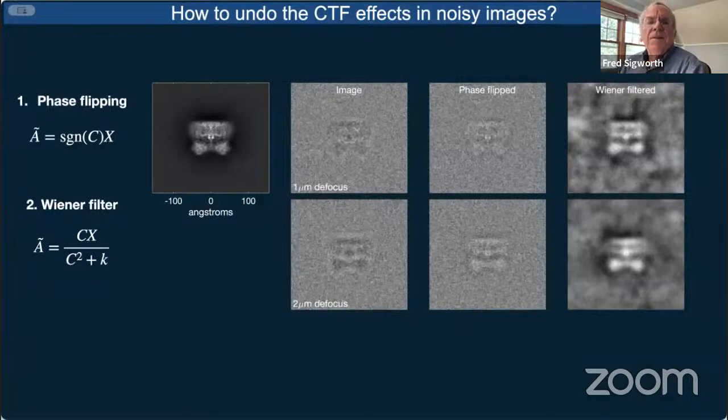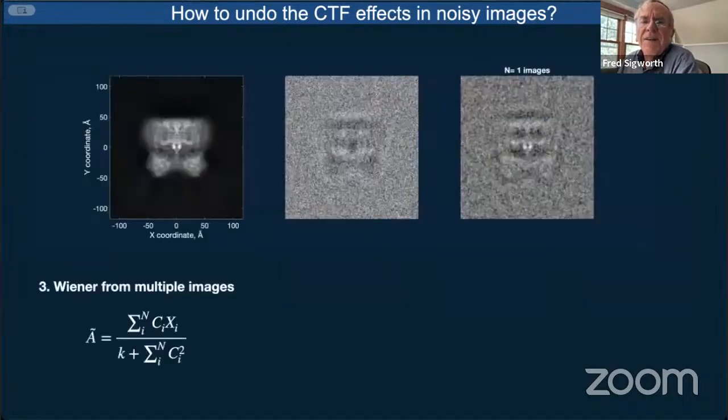But what we really want to do is recover the original object from really noisy images. So here's what happens if you took that object. Here's at 1 micron defocus, at 2 microns defocus. You can see why 2 microns defocus is nicer, because you can see those low frequency components better. You can see the object better. So what you can do is you do a Wiener filter with an optimum choice of this Wiener constant, and you kind of recover the original object from a single image.